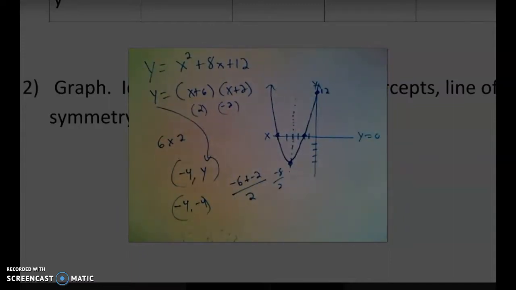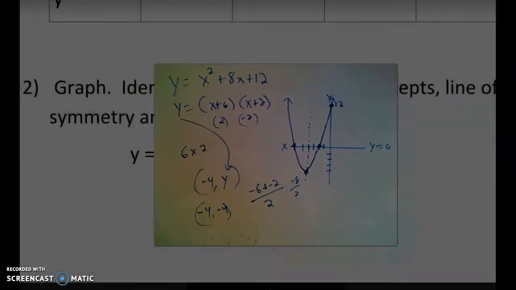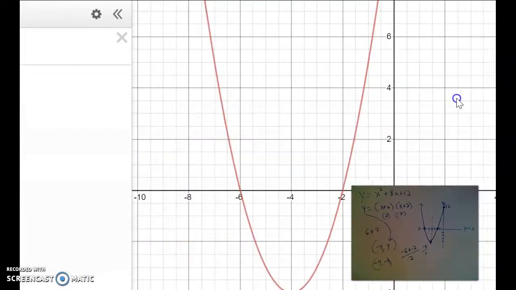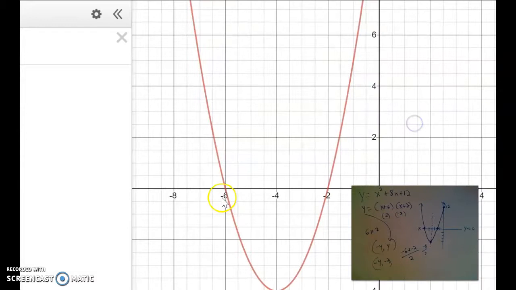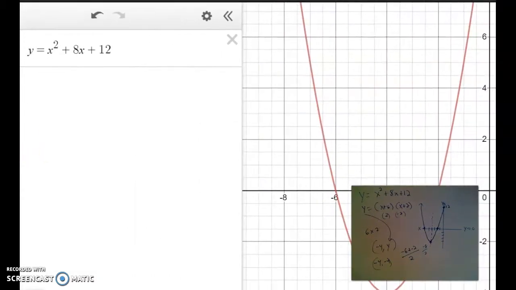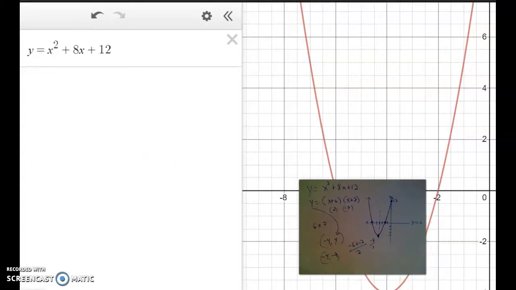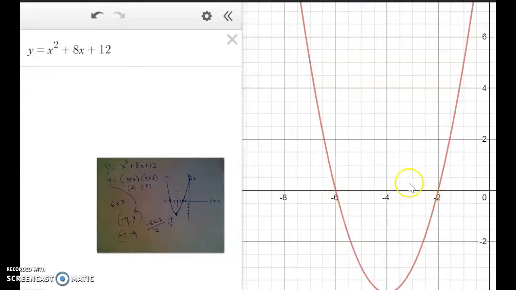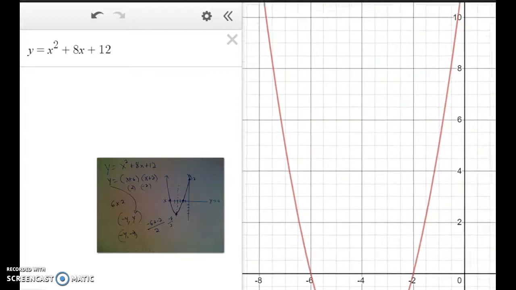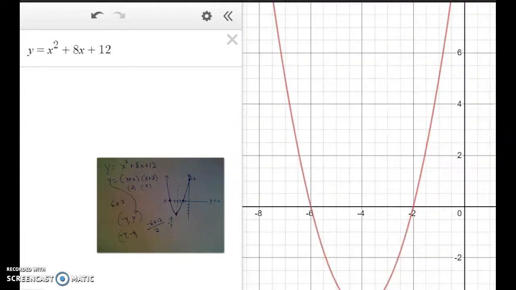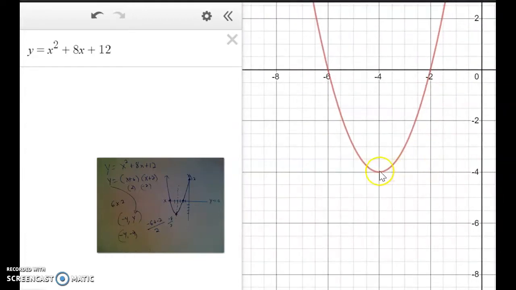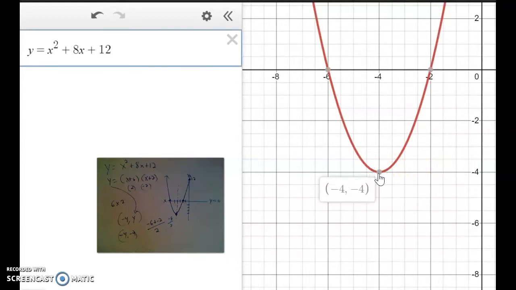In fact, if I go to Desmos, you can see that same graph. So I could expand this so you can see the equation also on there. So -6 and -2 are the x-intercepts. The y-intercept is 12, and you can see the vertex is right here at -4, -4.